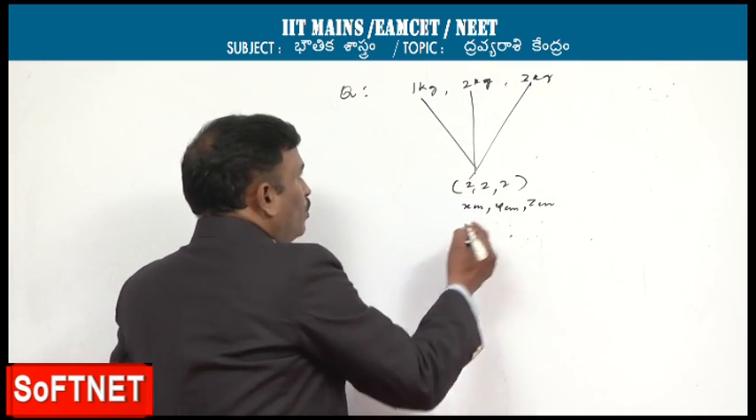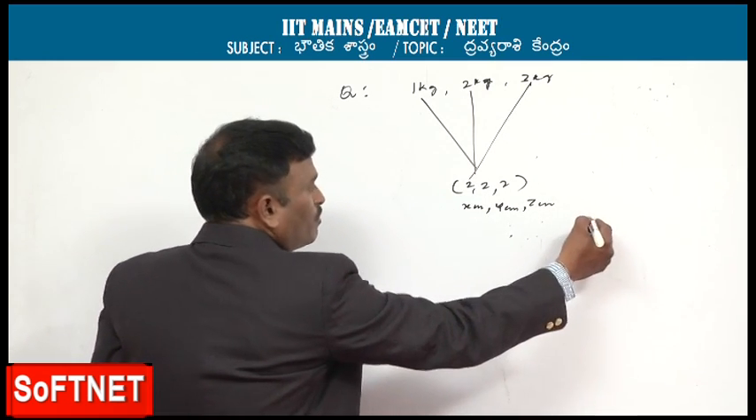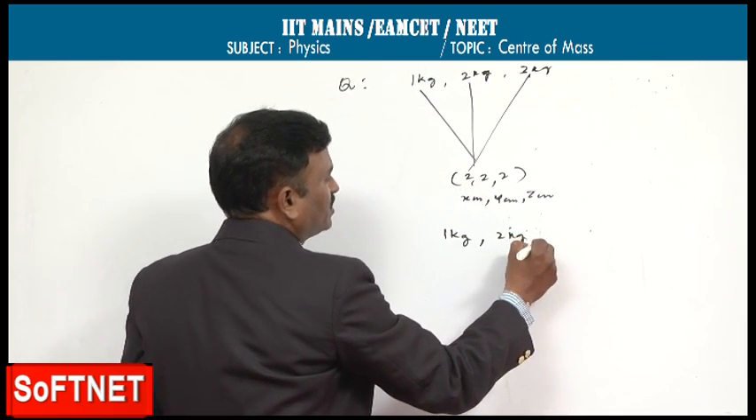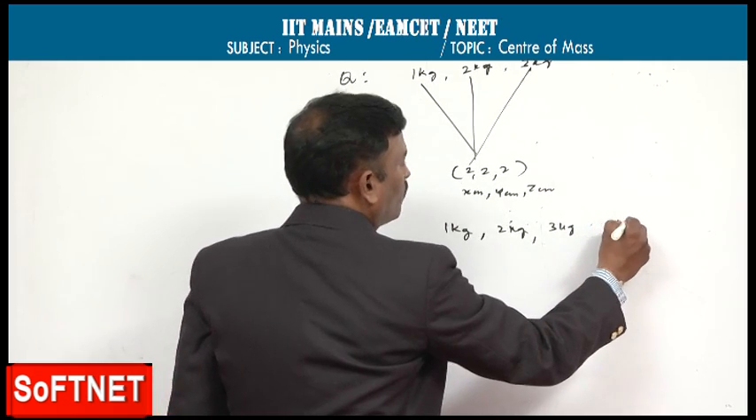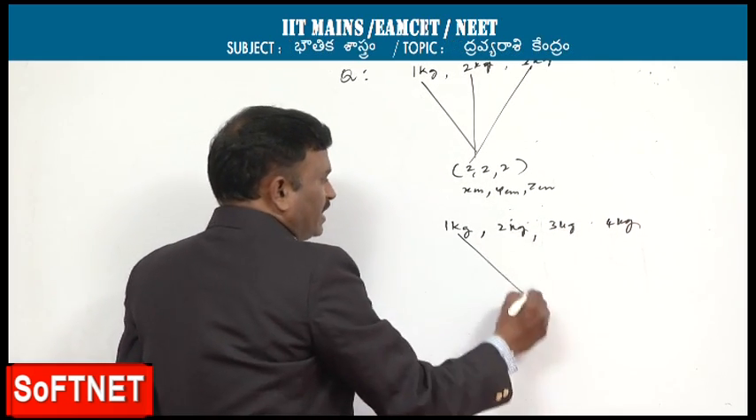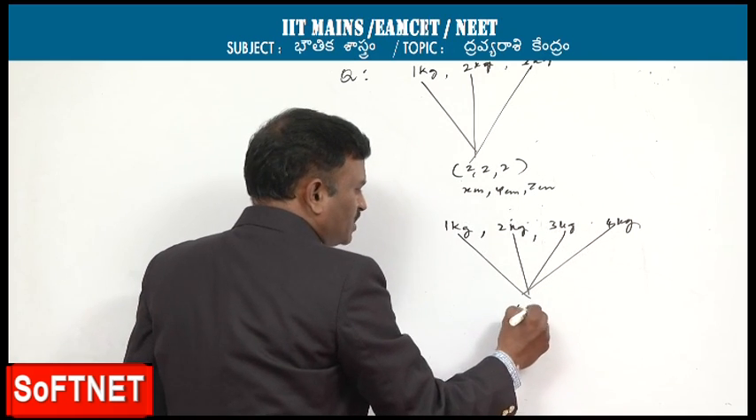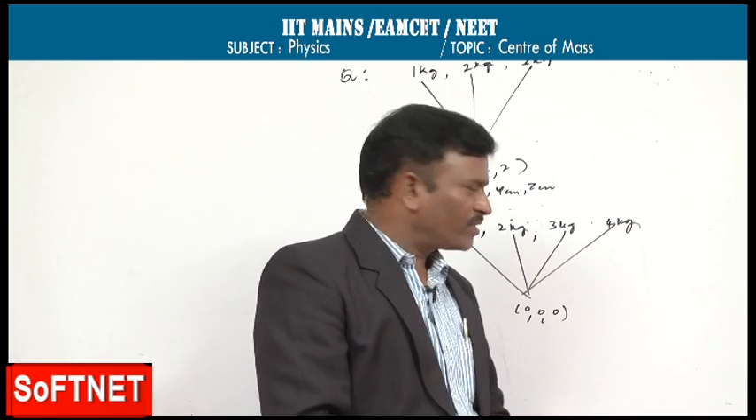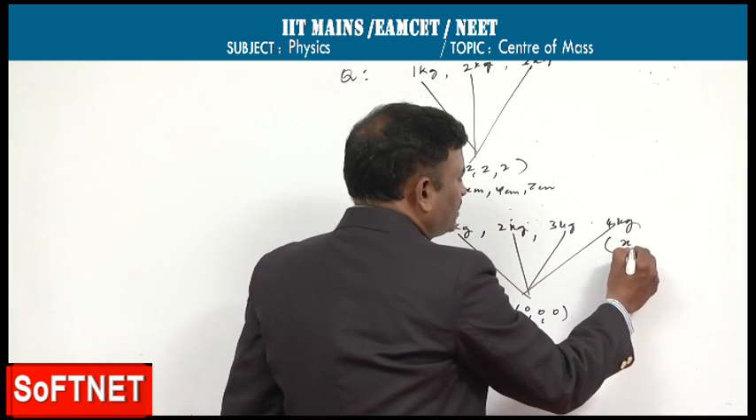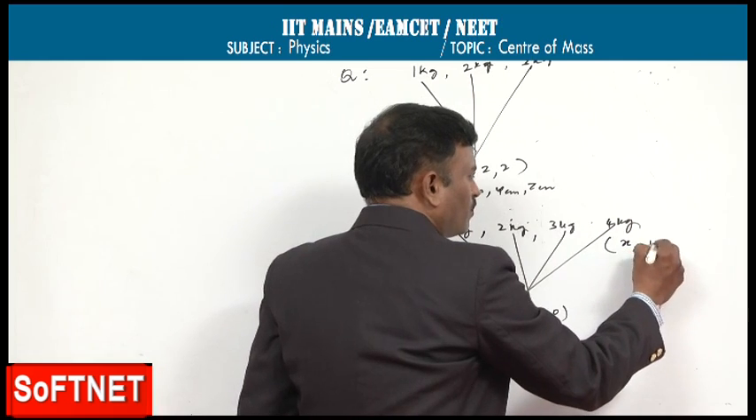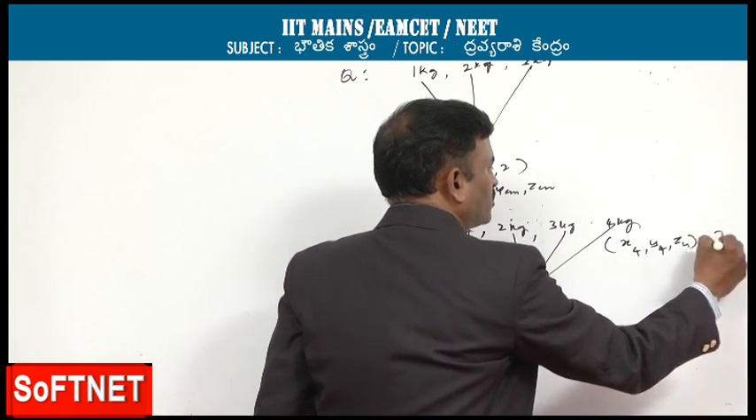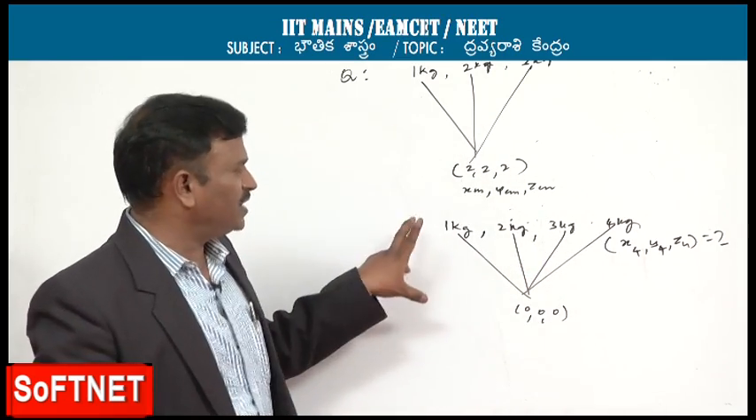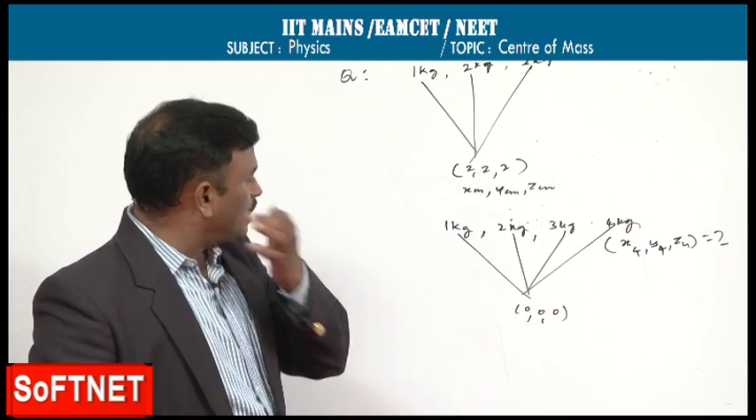Fine. Now one more 4 kg mass is entered into the system: 1 kg, 2 kg, 3 kg and 4 kg. Then the center of mass is shifted to 0, 0, 0, as given in the problem. Then find the position of the 4 kg mass. X4, Y4 and Z4 are how much? That is the question. It is very important from the competitive exam point of view. There is logic in it, and by using the logic we have to solve the numerical.